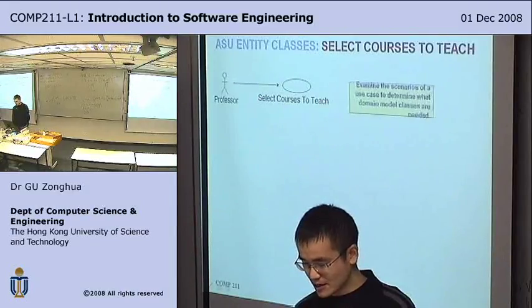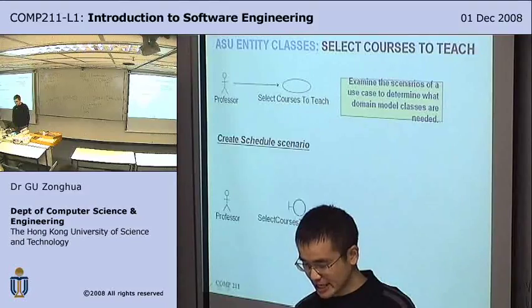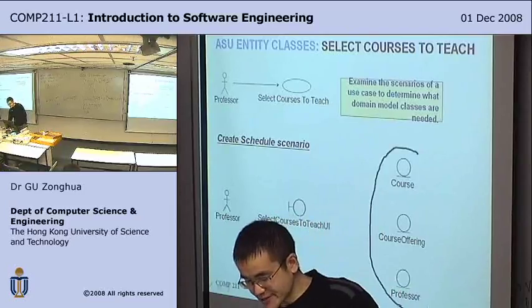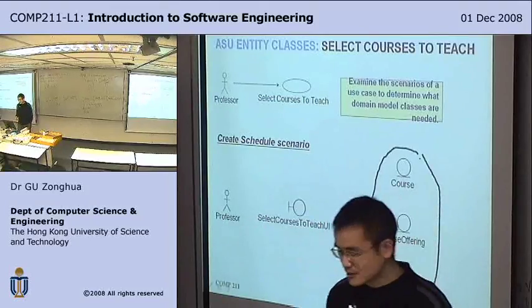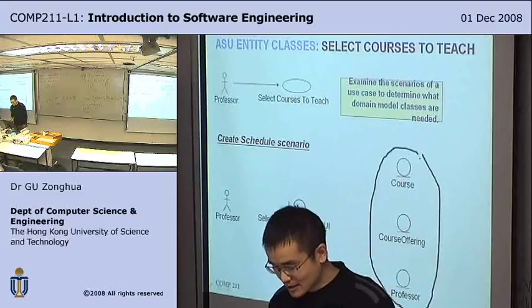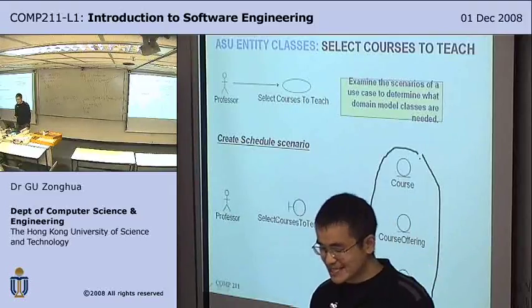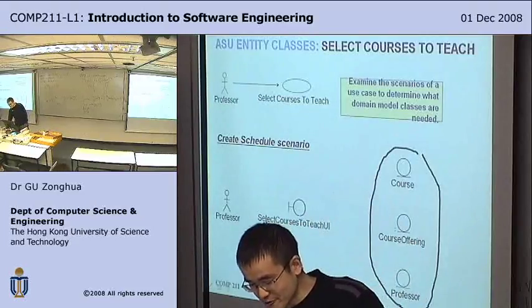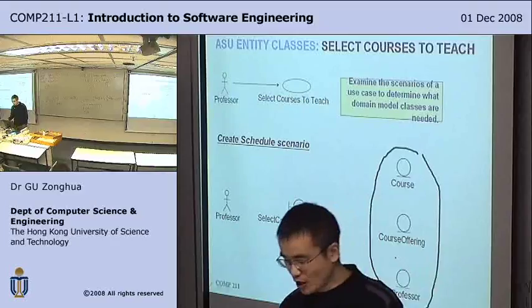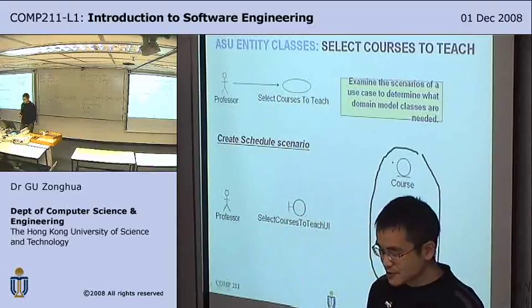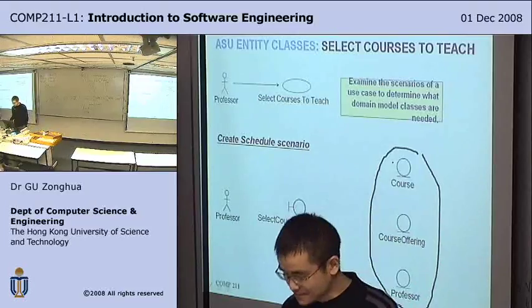So here's the use case, and you identify the three entity classes from the use case flow of events. You see step by step which database item it needs, and decide, okay, it needs a course offering, and professor. Then you draw three entity classes that correspond to the domain model classes one-to-one.